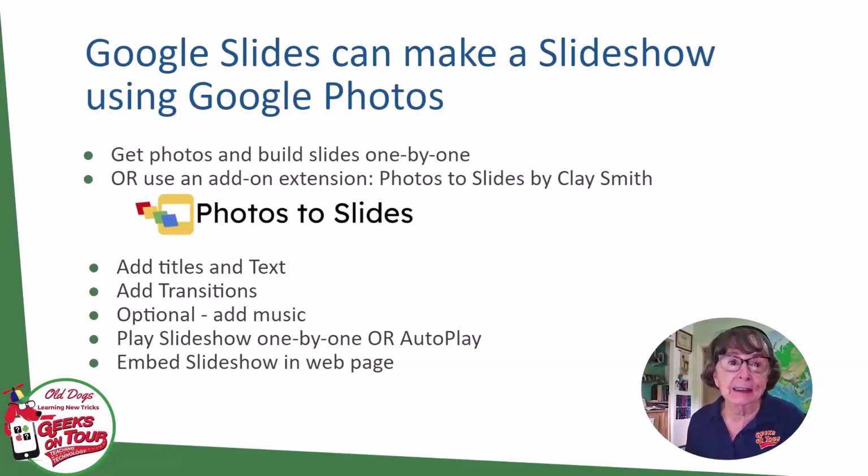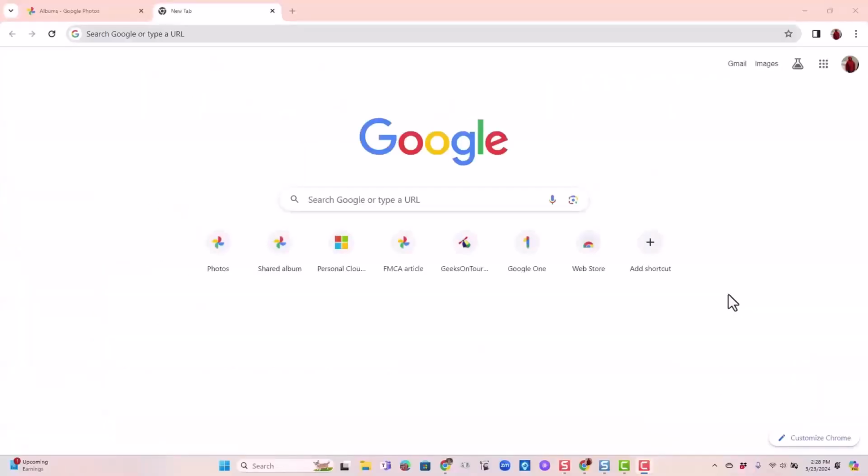You can add titles and text. You can add transitions. Optionally, you can add music. You can then play the slideshow by going back and forth one at a time, or you can autoplay with a timing involved. I'm even going to show you how you can embed this slideshow into a blog or web page. Let's do it. First, you want to start a Google Slides slideshow.